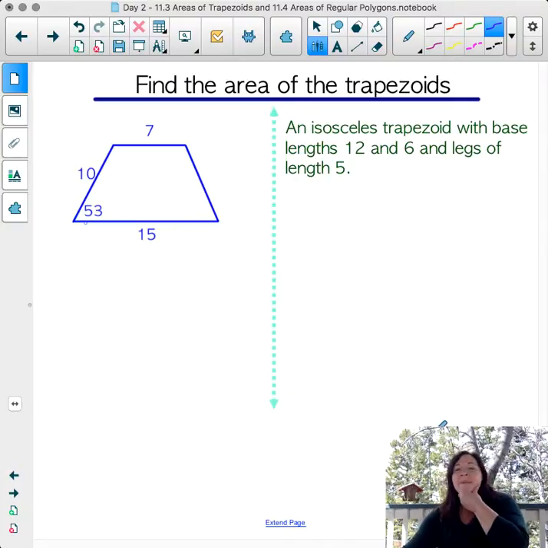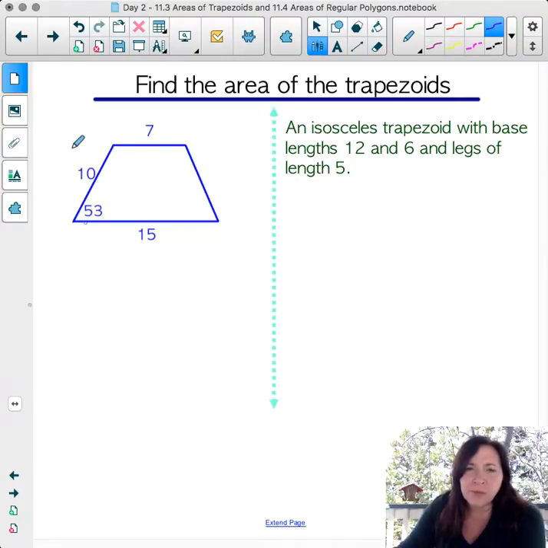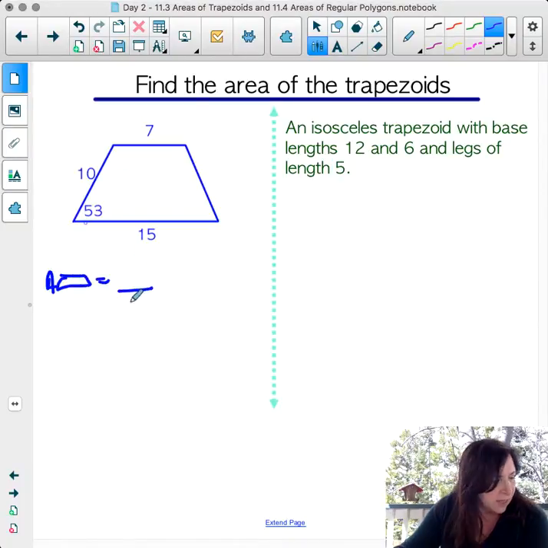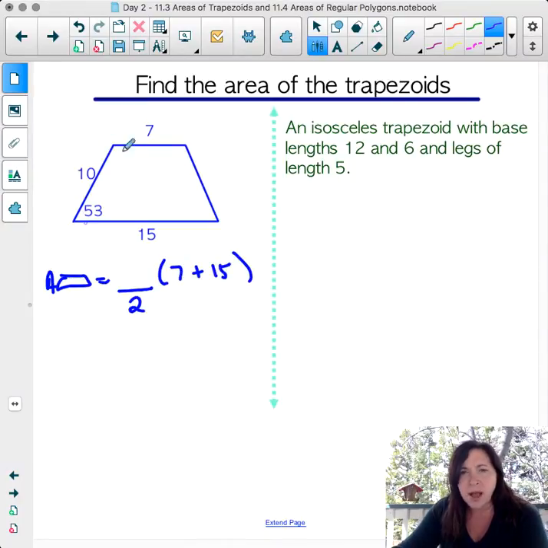Okay. Now these two problems, well, this one in particular: find the area of a trapezoid, and I don't know that this is an isosceles trapezoid. So the area of my trapezoid is going to equal my height, which I don't have, divided by 2, times the sum of the bases, which is 7 plus 15. So I'm thinking that because that is a 53-degree angle, I'm going to have to do some right triangle trigonometry here. So I'm going to come down here at a 90-degree angle, and I need to find my height, okay?